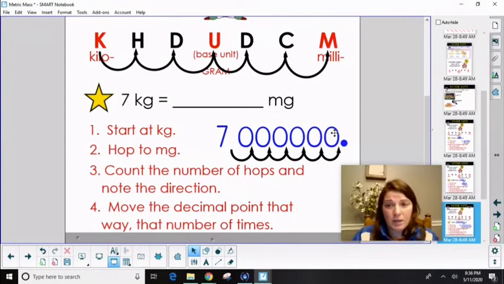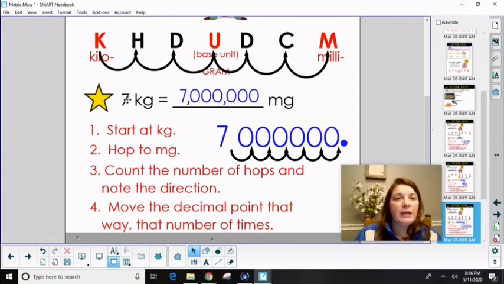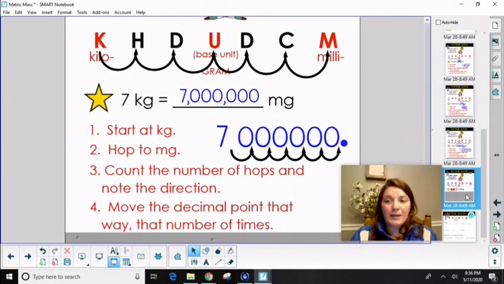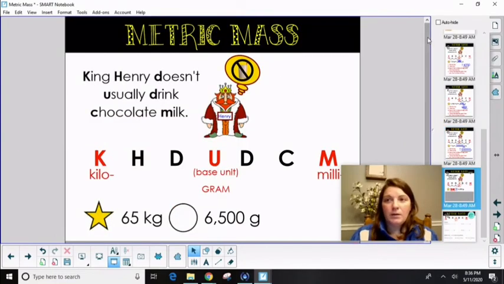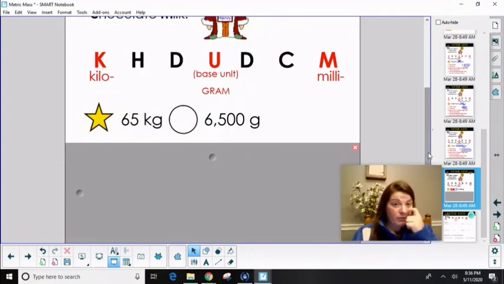So I have this number, which would be 7,000,000. So 7 kilograms, think of the mass of 7 loaves of bread, equals 7 million milligrams, or 7 million little breadcrumbs. Okay, big difference there. All right, let's do a comparison, and I'll give you some practice work, and we'll be done for the day.